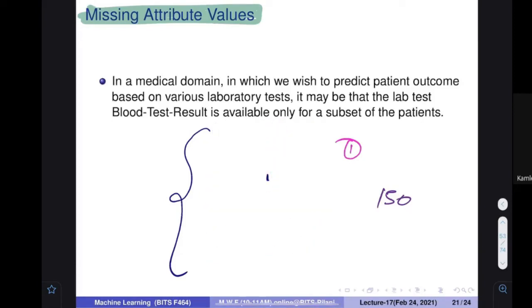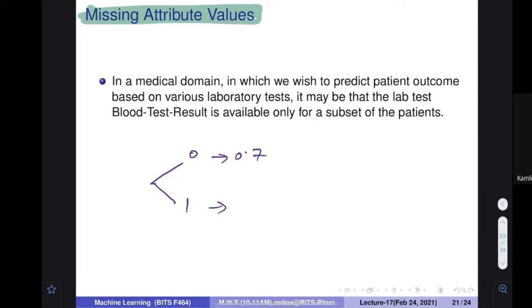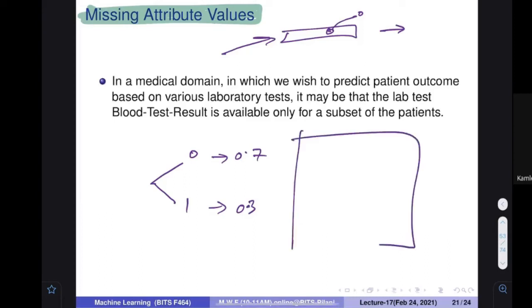Another good way is to consider all the possible values. For example, for the attribute where 0 and 1 were possible, say there is 0.7 probability that the value is 0, and therefore 0.3 probability that the value is 1. So whenever new data comes, you assume this value to be 0 and find the classification. Let's assume the classification is 0. For the second time, you also evaluate by putting the value 1 over here, and see what the classification is.